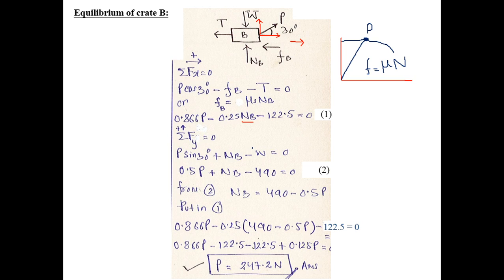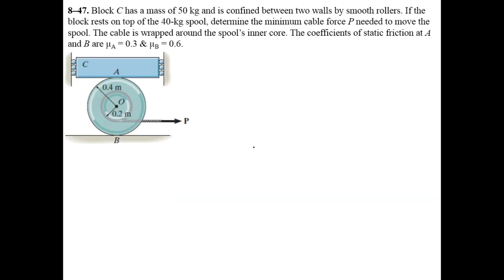So let's move on to another problem, and this problem is 8.47 of your textbook, R.C. Hibbeler 12th edition. It says that block C has a mass of 50 kilograms and is confined between two walls by smooth rollers. So this is a wall here, and this is a wall here, and this block has been confined between these two walls by these rollers.